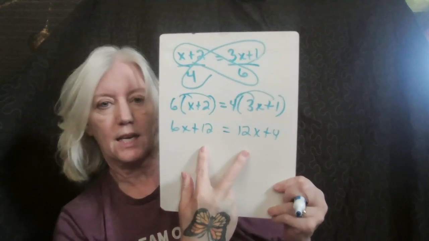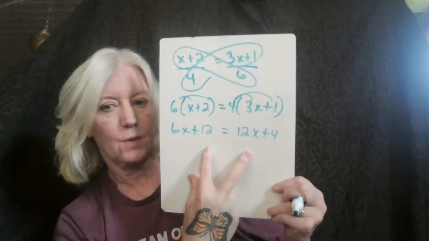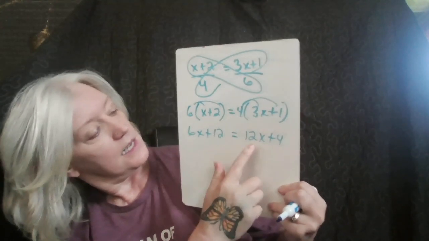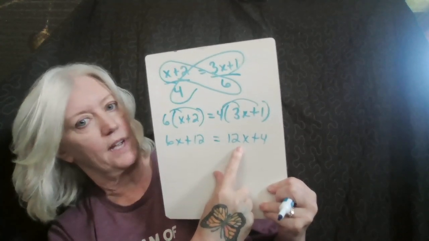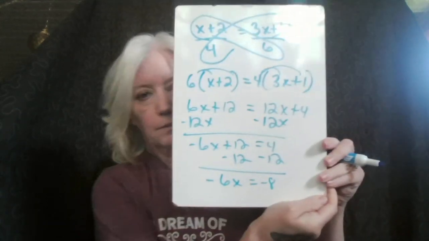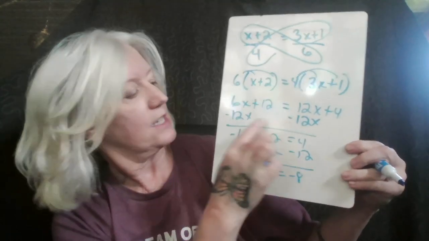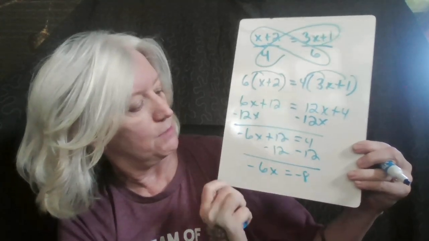Now we've got a basic equation to solve that I can solve fairly quickly. And I always start with the variable on the right, like I've said. So this is a positive 12x. I'm going to start by subtracting 12x. So I get negative 6x plus 12 equals 4. Then I subtract 12. I get negative 6x equals negative 8. I subtracted 12x from both sides. Then I subtracted 12 from both sides.